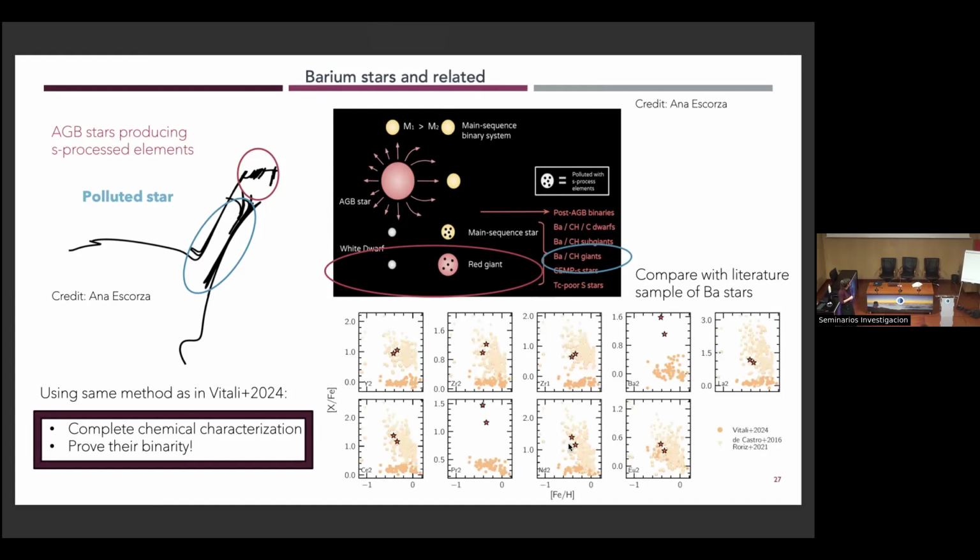Here is basically the same plot that was in the previous slide, but not just with my old UV sample, but compared with a well-known sample of barium stars built by De Castro and Roriz. So we don't have doubts that these are barium stars or s-process stars, but we want, in an upcoming paper, to give a complete chemical analysis of these two stars that were discarded in the previous work. For now, I cannot tell you more because we are working on this right now, but we hope soon there will be a paper about these two stars.